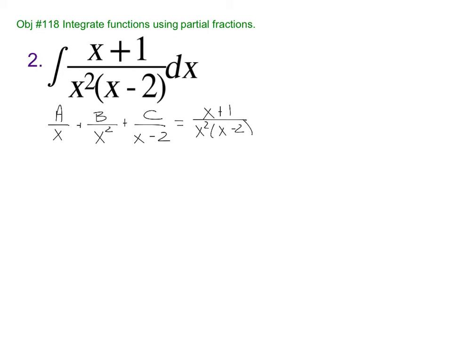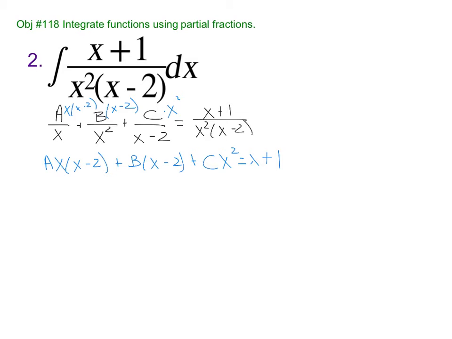And then what am I multiplying by? So the first one gets multiplied by x times x minus 2. The second one, x minus 2. And the third one, x squared. So think of this as we're going through doing a common denominator to make that one big fraction. So we have A x times x minus 2, plus B times x minus 2, plus C x squared equals x plus 1.